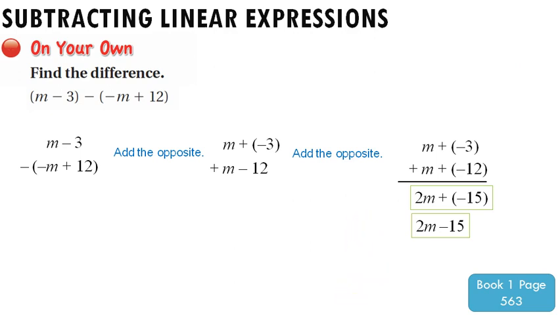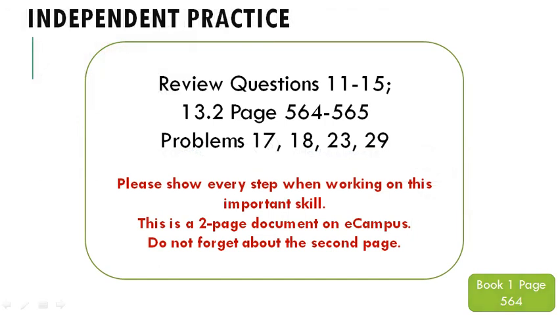This concludes the lesson. Let's check the homework. The homework this week for this lesson on Wednesday is review questions 11 through 15, followed by the lesson questions 17, 18, 23, and 29. Please show every step when working on this important skill. Remember, this is a 2-page document on eCampus. Do not forget about the second page.